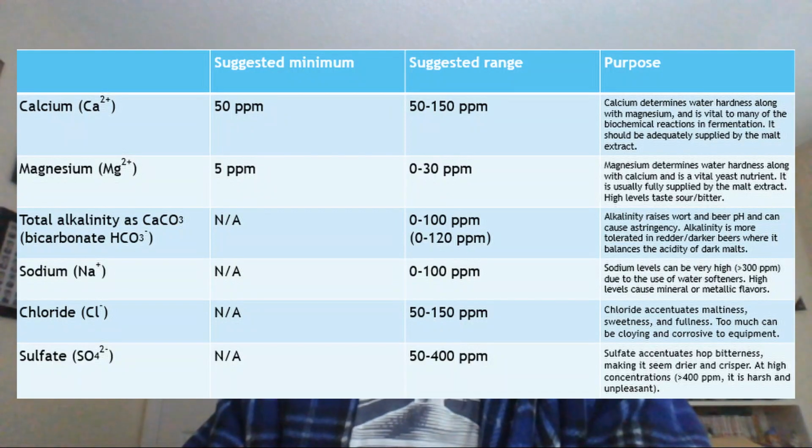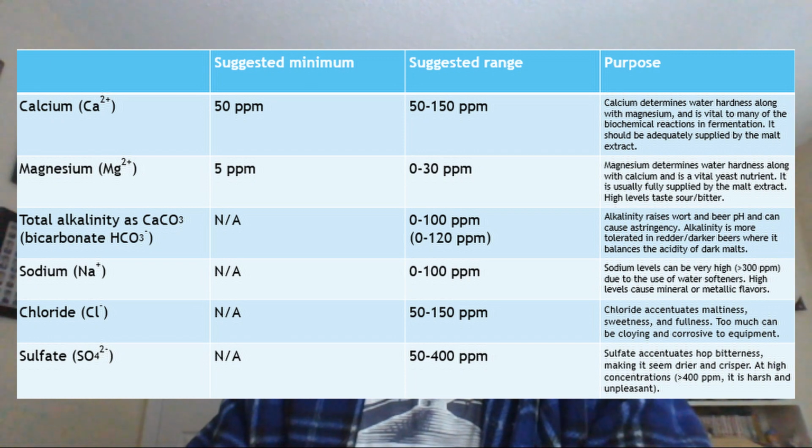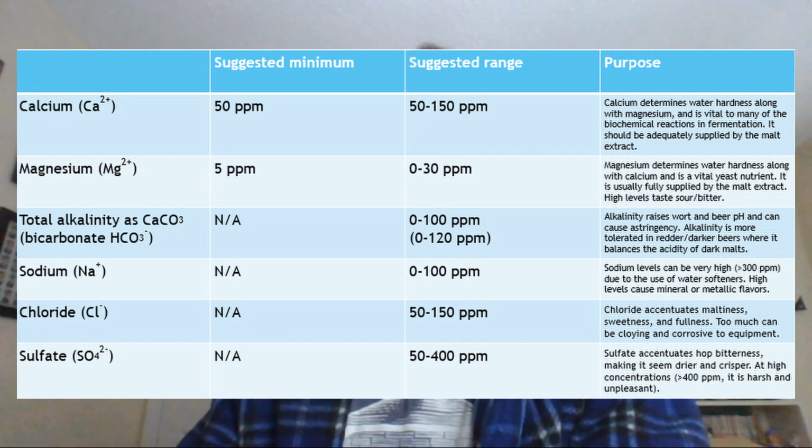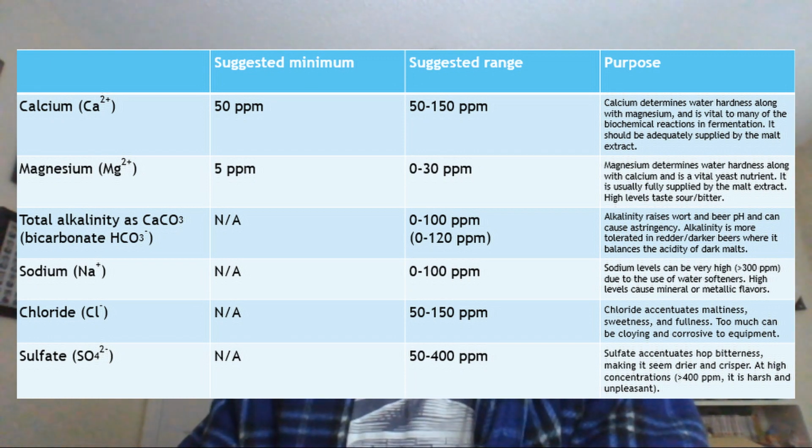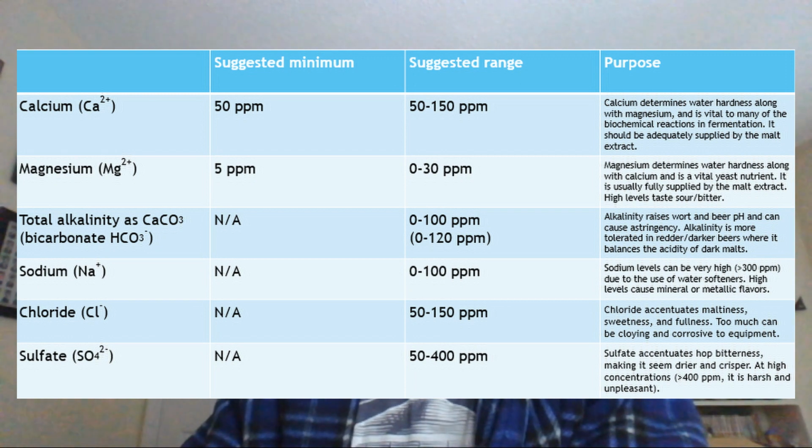This table shows suggested amounts of each ion in brewing water. If your brewing water has too much of a certain ion, you are better off using distilled water. If you're brewing with malt extract, there will be enough of the ions in there for fermentation. For all grain brewing, you can add brewing salts to build a target water profile, but that's a topic for another video.